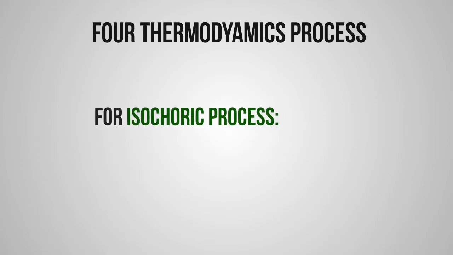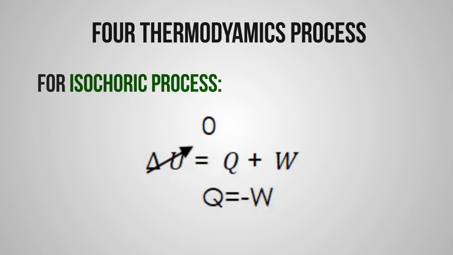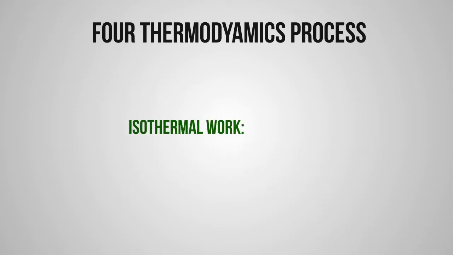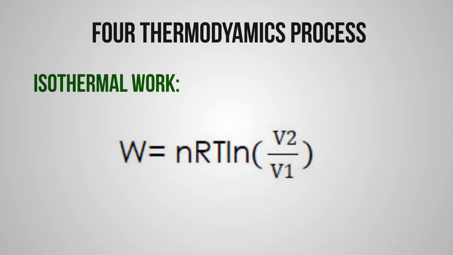For isothermal process, cancel delta U, and equate to 0. Then 0 is equal to Q plus W. Hence, Q is equal to negative W. Isothermal work. Work W is equal to nRT ln of volume 2 over volume 1, where n equals moles, R, the gas constant, is equal to 8.314 joules over mole-K, and temperature is in K, Kelvin.